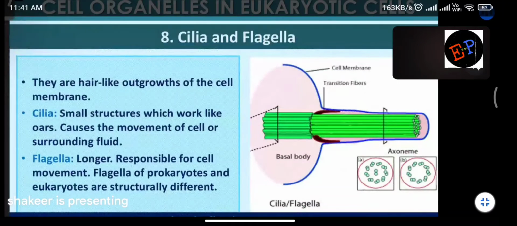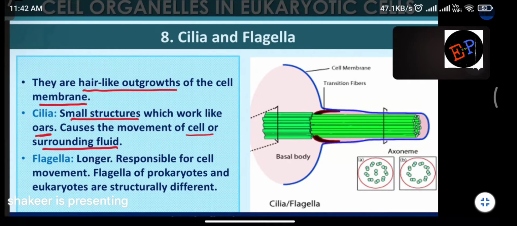Okay. So next we study cilia and flagella, which are responsible for motion of a cell. They are hair-like outgrowths of the cell membrane. So where can you find cilia and flagella? Cilia and flagella you can find on the outer surface of the cell, on the outer membrane of the cell. So what is the function of cilia? Small structures which work like oars, causing the movement of the cell or surrounding fluid. That is called cilia. Oars means what? For rowing a boat, you need oars, no? So cilia also function like oars.